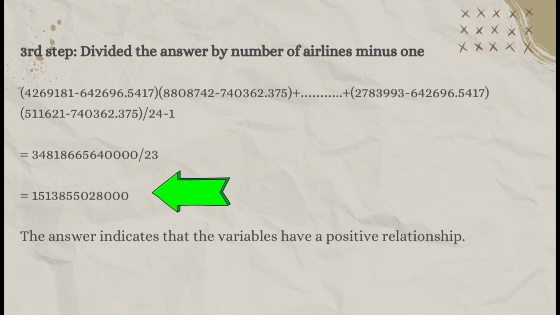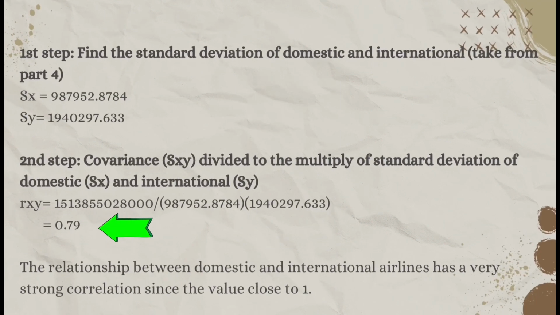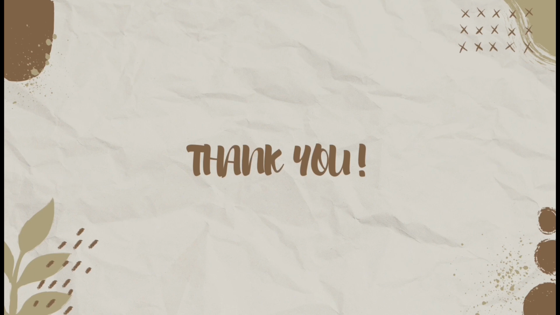This answer indicates that the variables have a positive relationship. Next, to find correlation, we use this formula, which is covariance divided by the product of the standard deviations of x and y. The standard deviation is from part 4. After the calculation, this is the answer that I got for the correlation. The relationship between domestic and international airline has a very strong correlation since the value is close to 1. That's all from me, thank you.